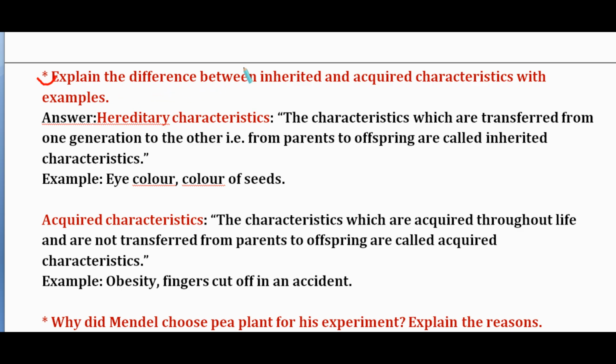Now the question, explain the difference between inherited and acquired characteristics with examples. Hereditary characteristics, the characteristics which are transferred from one generation to another, that is from parents to offspring, are called inherited characteristics, such as eye color, color of seeds. Acquired characteristics, the characteristics which are acquired throughout life and are not transferred from parents to offspring, are called acquired characteristics, such as obesity, fingers cut off in an accident.